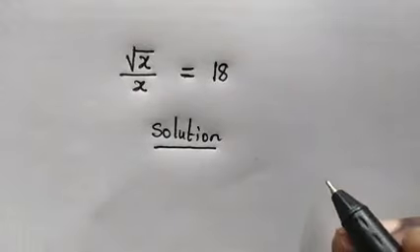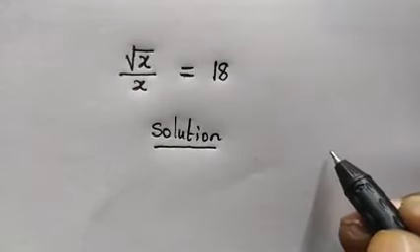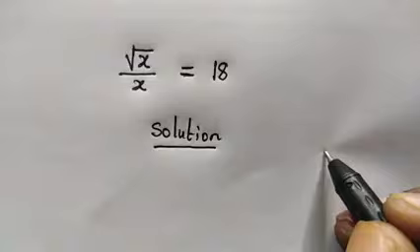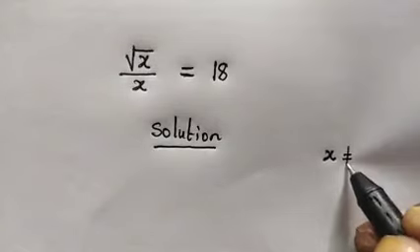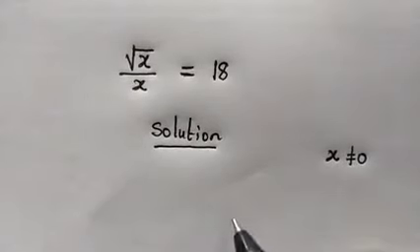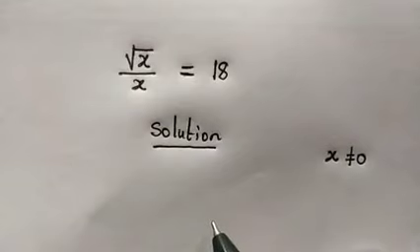So let's get started. Firstly, let us take note that we have division by x on the left hand side, and that implies that x is not equal to 0. Now let's start with our first solution, but trust me, the second solution will be smarter.